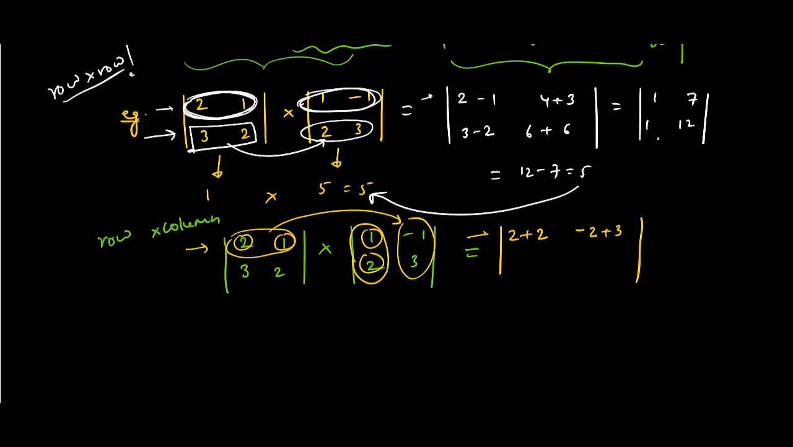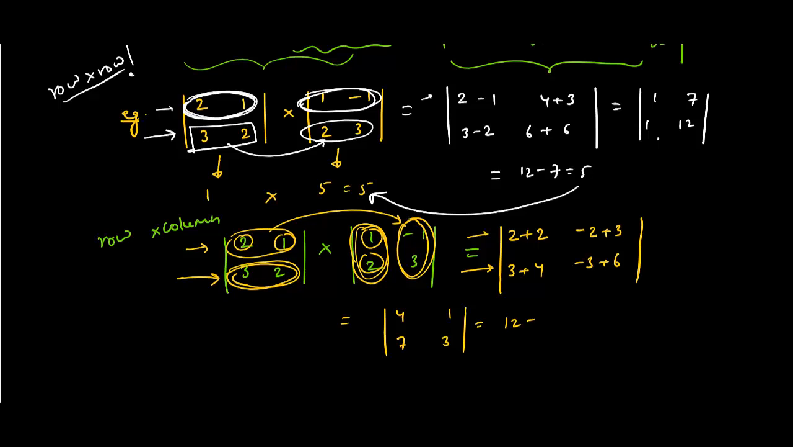Once we are done with this second determinant, now we change the row of the first and therefore the row of the product determinant. Again, we multiply this row with this column. Corresponding elements, we get 3 plus 4, and then we multiply this with the second column. So we get minus 3 plus 6 corresponding elements. Now this will be same as 4, 1, 7, 3, which is same as 12 minus 7, which is again equal to 5.